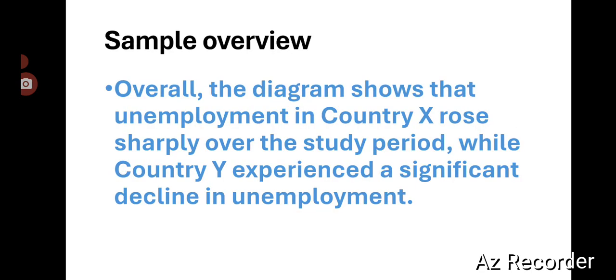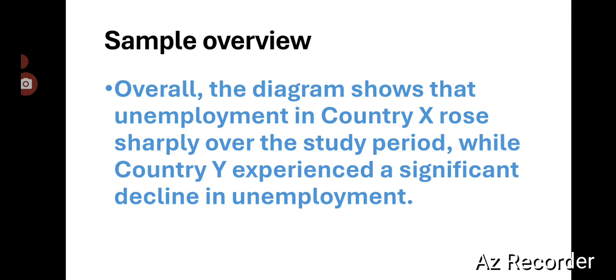Now let's look at an example. So this is how an overview looks like. Overall, normally you start with overall. The diagram shows that unemployment in country X rose sharply over the study period, while country Y experienced a significant decline in unemployment. So here, no figures have been mentioned, no details have been given. Just by looking at the diagram from afar, that is what the writer can see.